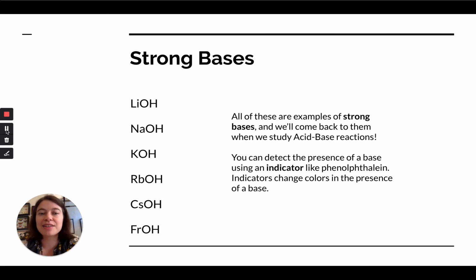All right, so the strong bases are made out of an alkali metal as the cation. So here we've got lithium, which has a charge of plus one, sodium, which has a charge of plus one, potassium, rubidium, cesium, and francium. Our alkali metals all form the cation. And then the anion, the negatively charged ion, is this hydroxide, that OH. So I've got lithium hydroxide, that's a strong base. Sodium hydroxide is a strong base. Potassium hydroxide is a strong base. Rubidium hydroxide is a strong base. Cesium hydroxide is a strong base. And francium hydroxide is a strong base.